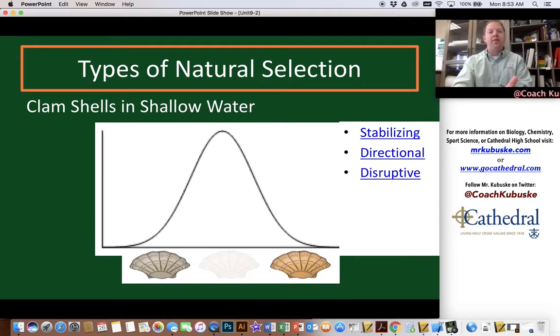The one that's in the middle is actually at a disadvantage because it doesn't survive well in the bright water because it gets eaten there, and it doesn't survive well in the dark water because it's too bright.